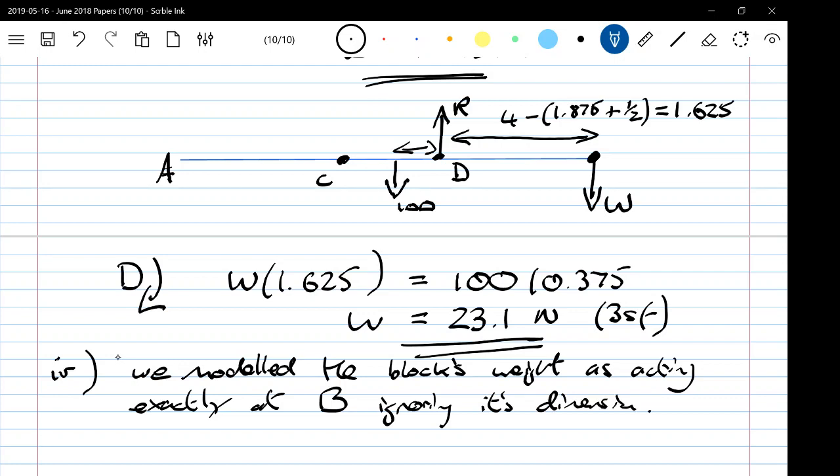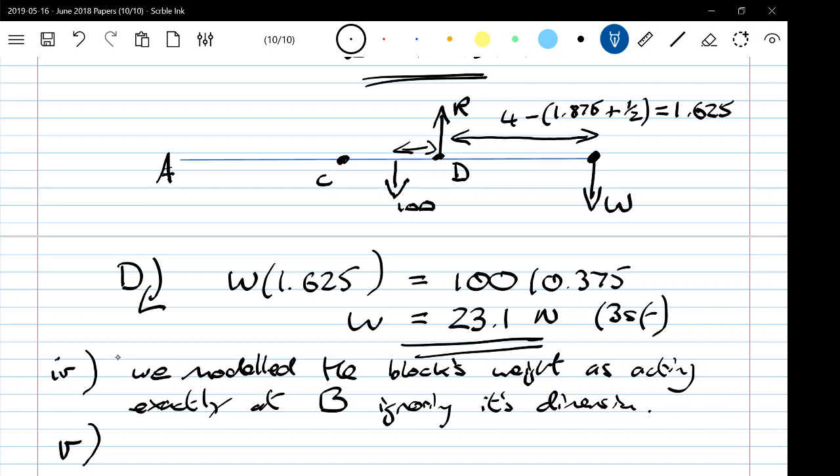Another thing that would have got the marks there is commenting on the fact that we've modelled it as being a uniform block, and it was just a stone block. How many stone blocks are perfectly uniform?